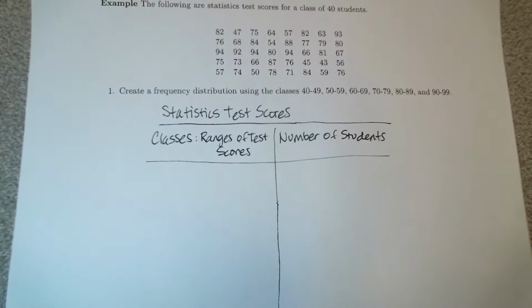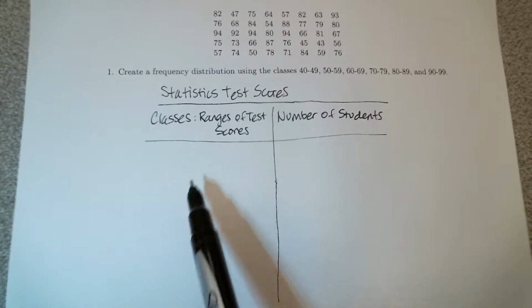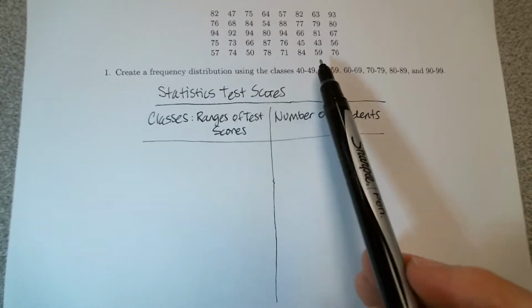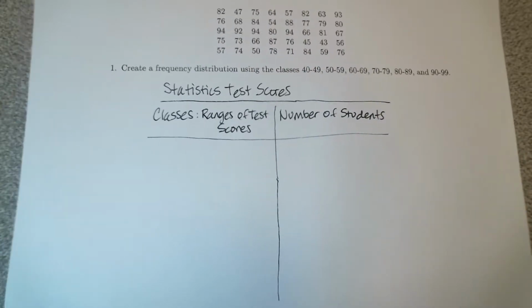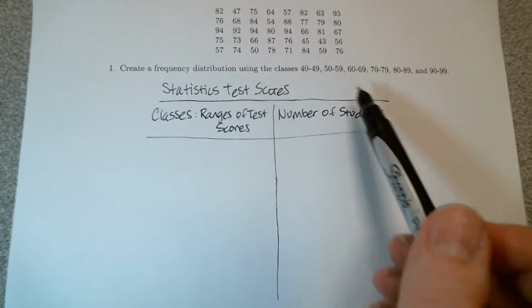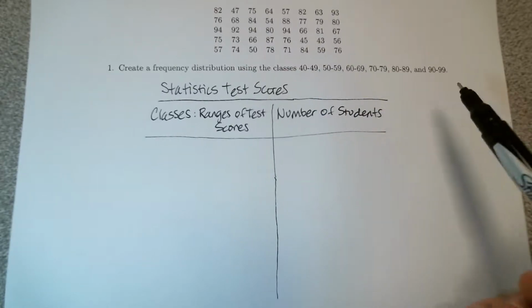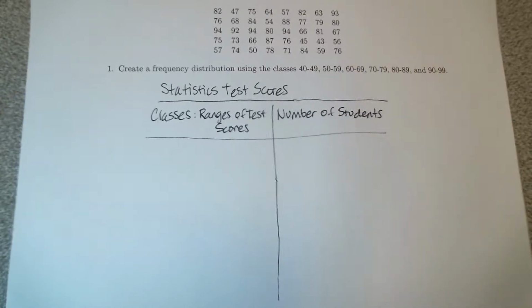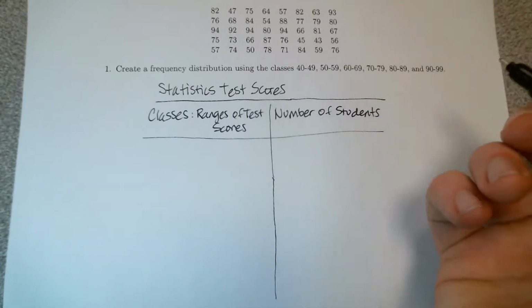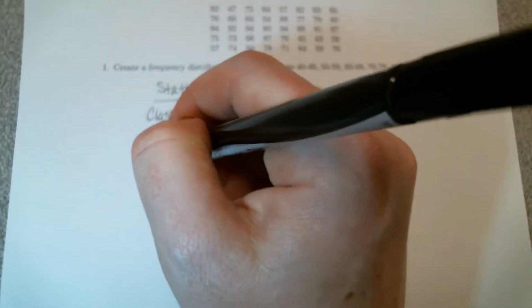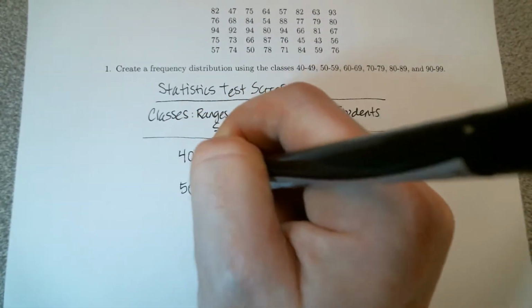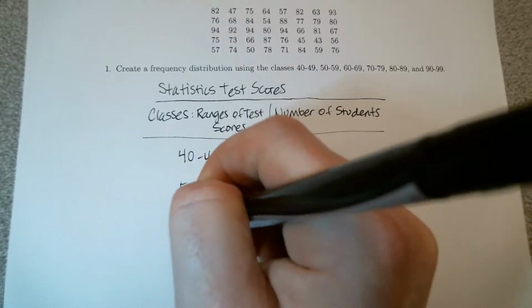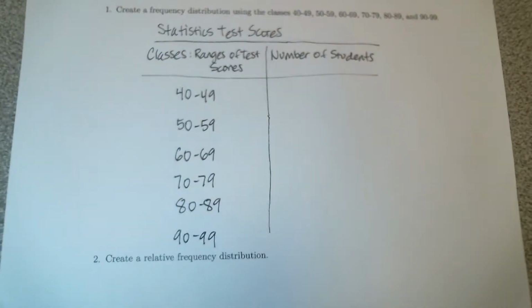Okay, so what I'm going to do is label out our different classes here. We have 40 to 49, the 50s, 60s, etc. And we're just going to go ahead and line these up from lowest to largest. You could also line these up from largest to smallest, either way. So 40 to 49.